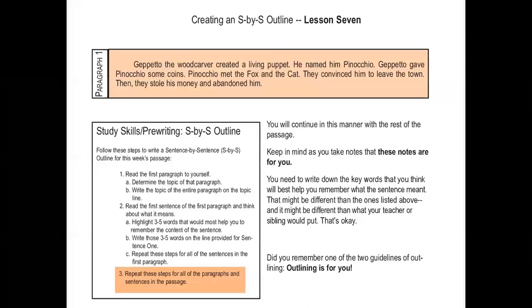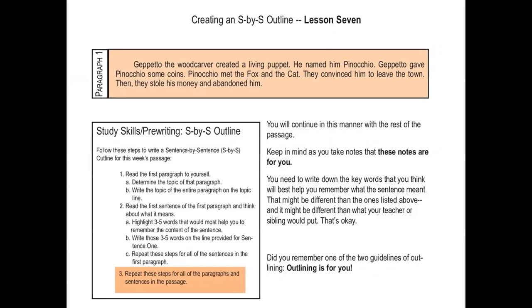All right, then the last step is to repeat these for all of the paragraphs and all of the sentences in the passage. I try to remind them always that outlining is for you. And I try to teach them from the beginning that your goal is to put the source away and never to have to look back. You will know that your outline is adequate. You will know that it works for you when you don't have to open up the source again.